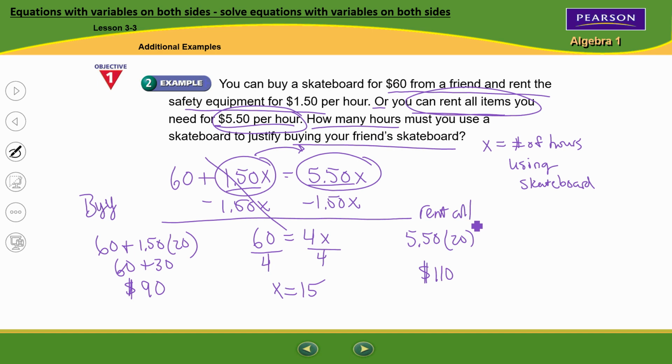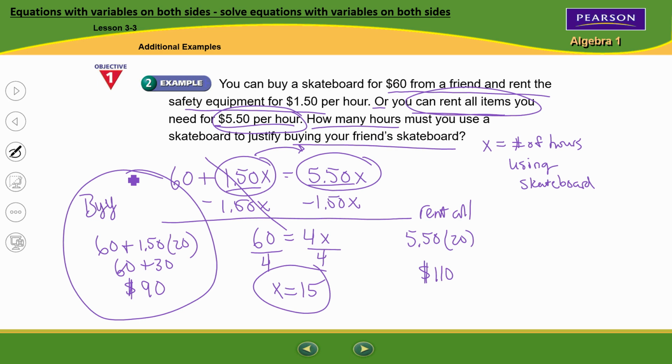And it looks like anything above 15 hours is going to make buying the bike, or the skateboard, excuse me, cheaper. So we're going to answer the question, how many hours must you use the skateboard to justify buying your friend's? We're going to say any number of hours over 15, you will save money buying the skateboard. One more time, because I'm not going to write that. Any number of hours over 15 would justify you buying your friend's skateboard because it is cheaper after 15 hours.